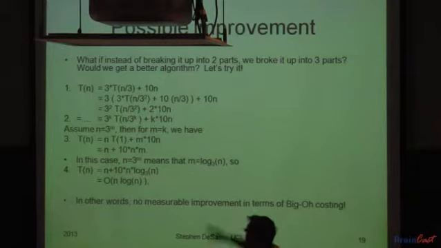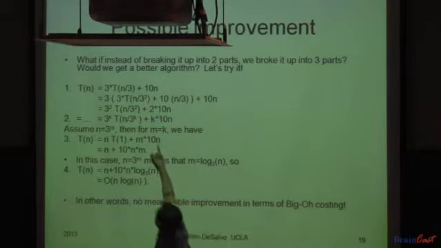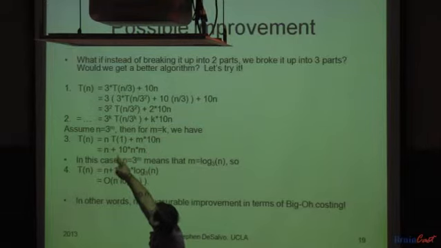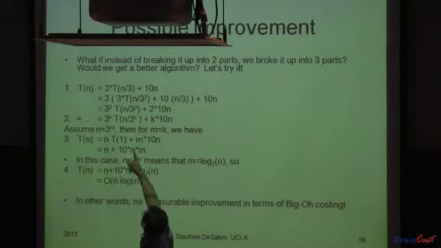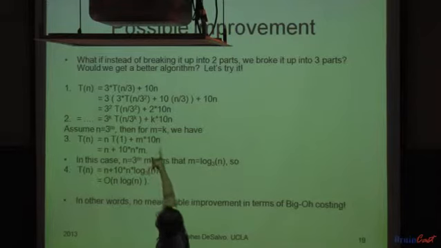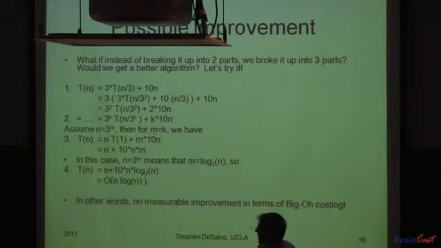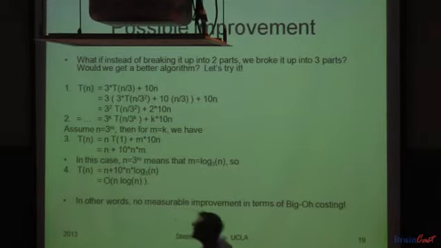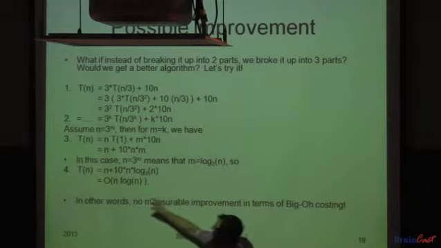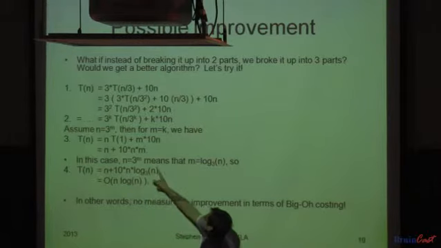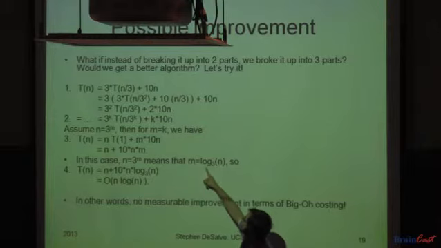Okay? So we make that assumption, and then when the value of m is such that n is 3 to the m, we get rid of the t of the inside argument. So that's n times t of 1 plus m times 10n. Okay? Then we get n plus 10nm. Now, this is where the magic happens, right? n equals 3 to the m means that m is equal to log base 3 of n.